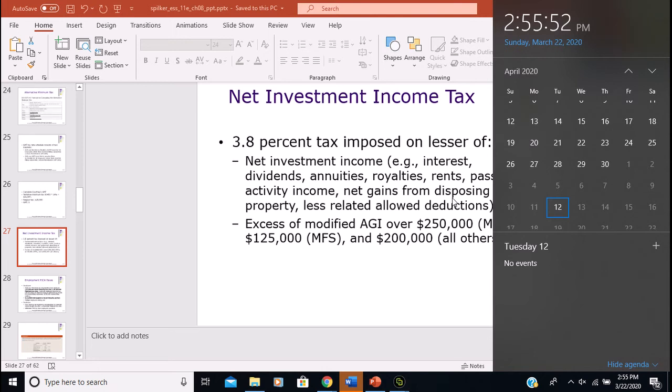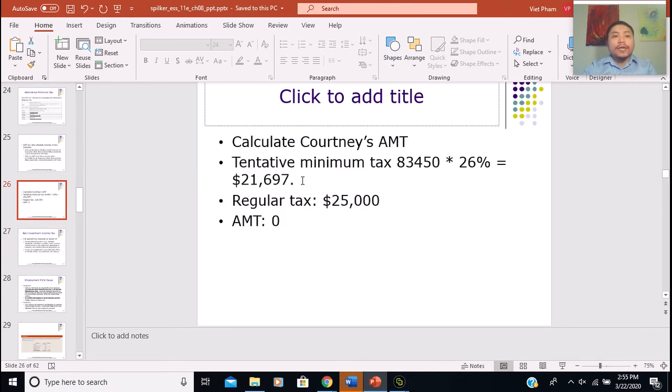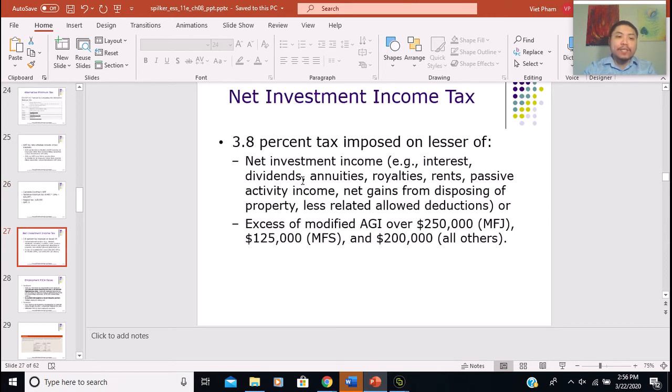So let's get back to our chapters. Last time we stopped here, we already talked about AMT, alternative minimum tax, a little bit. So now let's continue with our chapters. Right, so last time we stopped here.